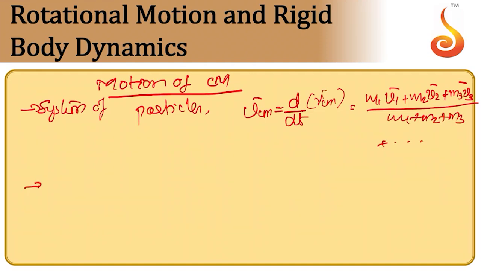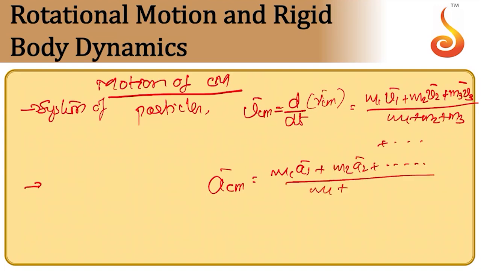What if I consider acceleration? Acceleration of center of mass is m1 a1 plus m2 a2 plus m3 a3, etc., whole divided by m1 plus m2 plus m3.